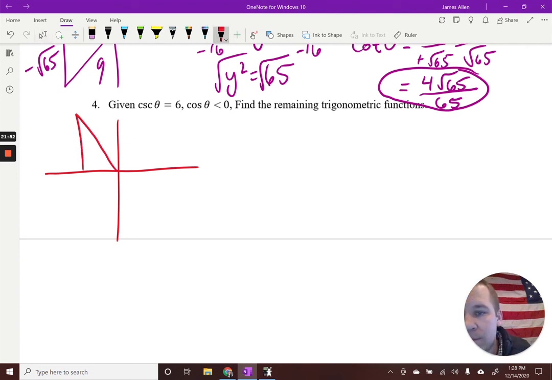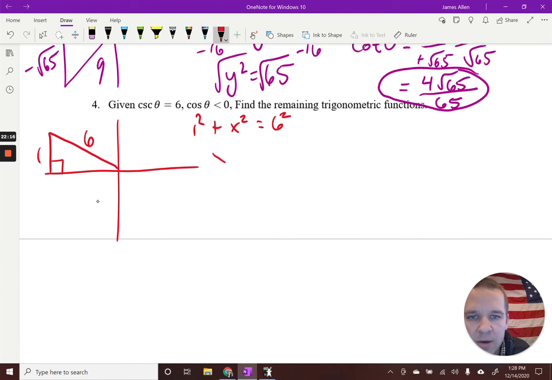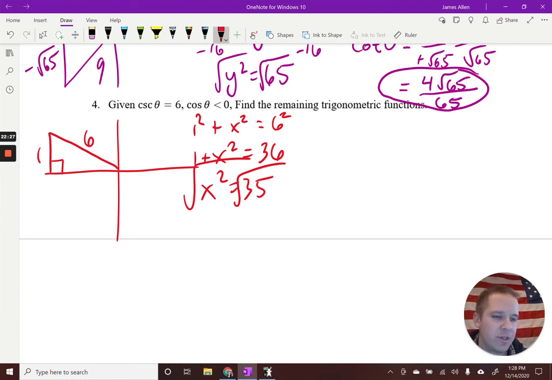So I can draw my triangle like this. Now, it's going to be hypotenuse over opposite. I don't like the drawing of my triangle. I'm going to draw it more like this. 6. What's my missing side? Well, my opposite is going to be 1, because that's like 6 over 1. And once again, I'm left with a Pythagorean theorem situation. 1 squared plus, we'll call it x squared, equals 6 squared. So 1 plus x squared is equal to 36. x squared equals 35, square root on both sides. And I get, well, the square root of 35.